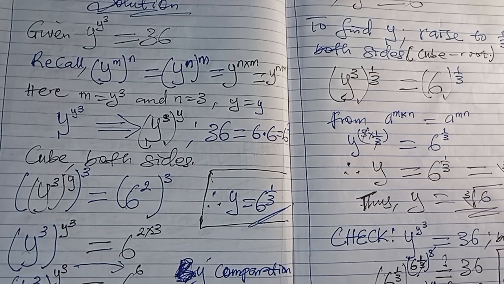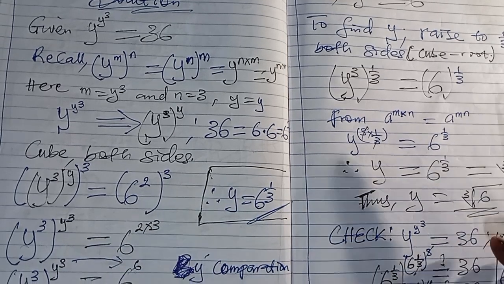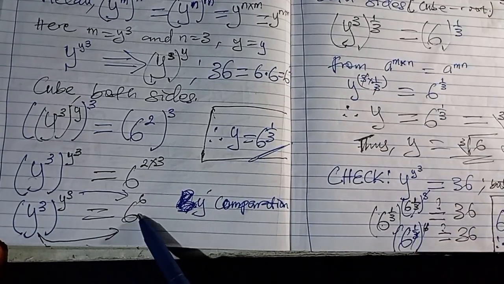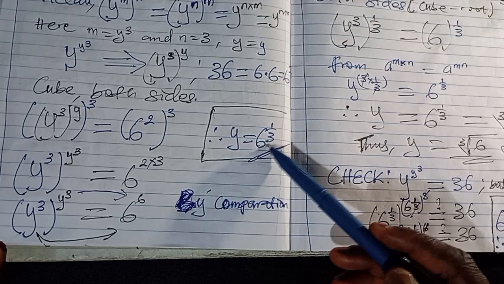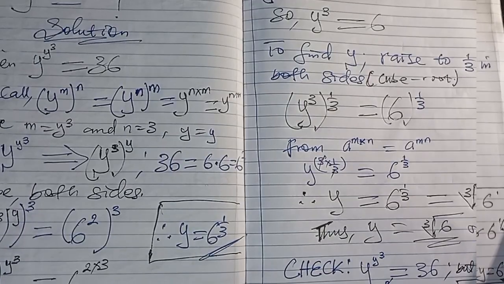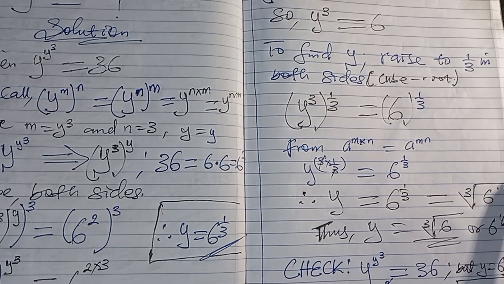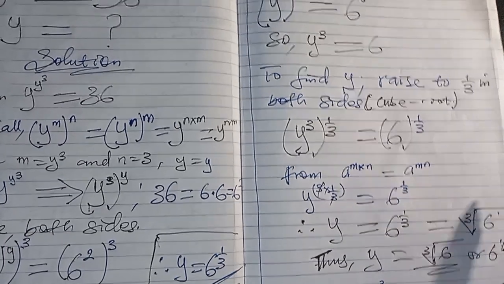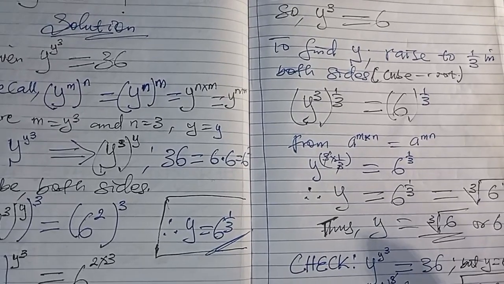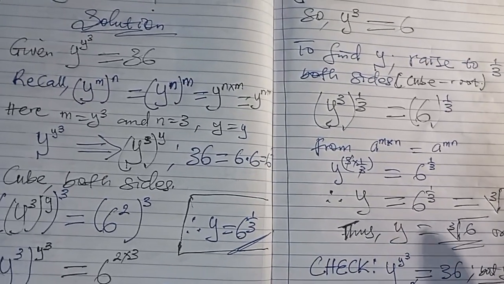Now comparison of both the powers and base. So compare both the powers and base. You will now notice that y cubed is equal to 6. Then take the cube root of both sides. So find y and then check. You will notice that y equals 6 raised to power 1 over 3.